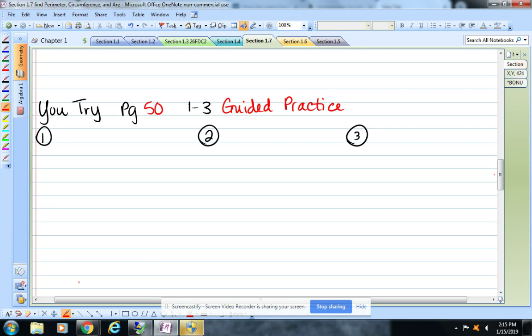Perimeter and area for all of them, except number 3 is circumference and area, please.